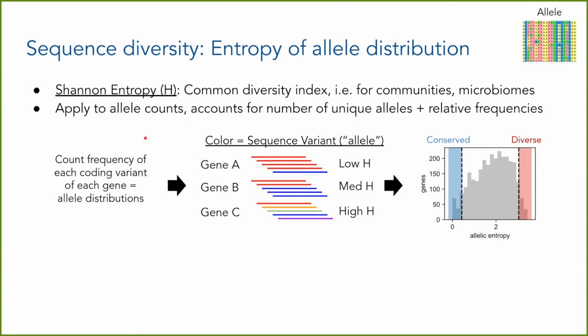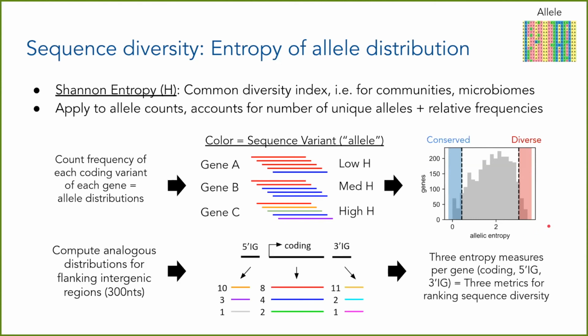And so this approach basically involves you count the frequency of each coding variant observed for each gene to get the allele count distribution for that gene. You then plug in that distribution to the entropy formula to get this summary statistic for how sequence diverse each gene is. And then we can sort the genes by this allelic entropy measure to identify the most conserved or most diverse genes. In this case, we look at the bottom 5% as being the most sequence conserved genes and the top 5% as being the most sequence diverse genes.